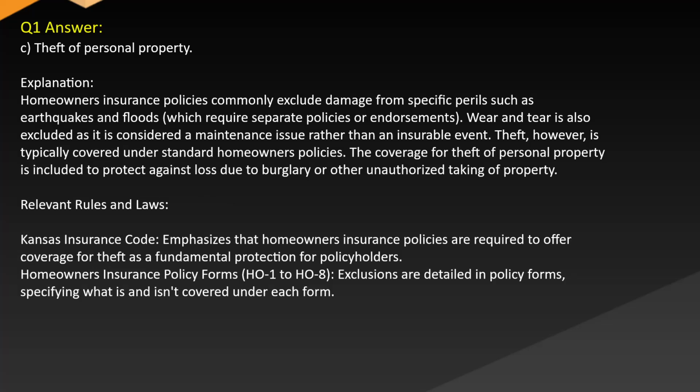Answer C. Theft of personal property. Explanation. Homeowners insurance policies commonly exclude damage from specific perils such as earthquakes and floods, which require separate policies or endorsements. Wear and tear is also excluded as it is considered a maintenance issue rather than an insurable event. Theft, however, is typically covered under standard homeowners policies. The coverage for theft of personal property is included to protect against loss due to burglary or other unauthorized taking of property.